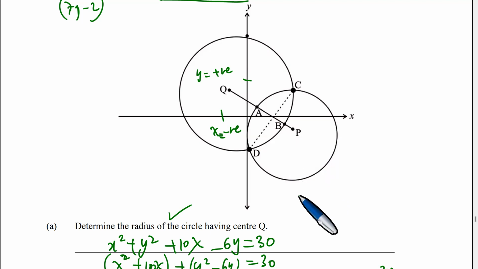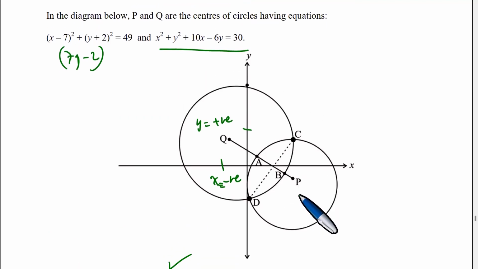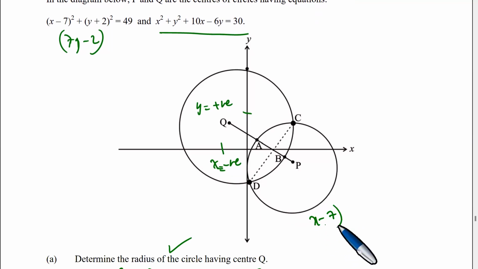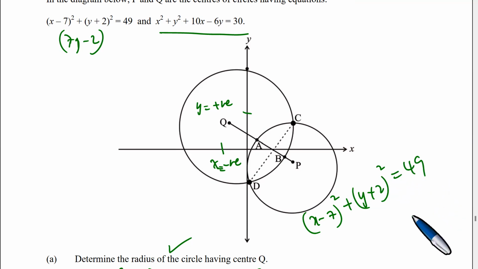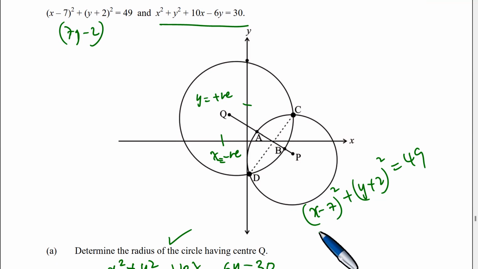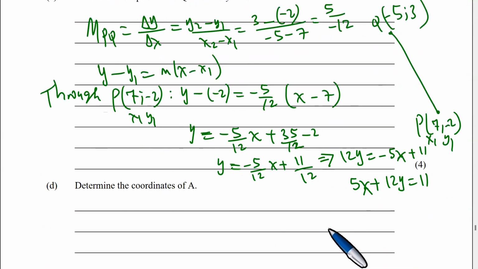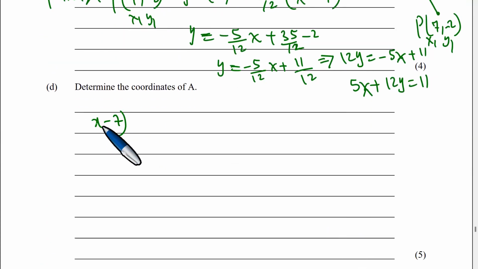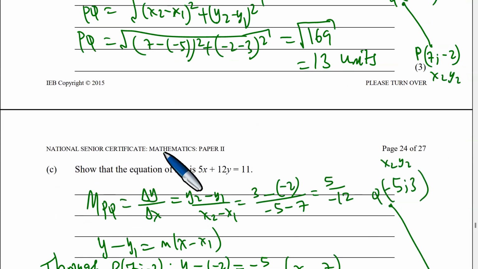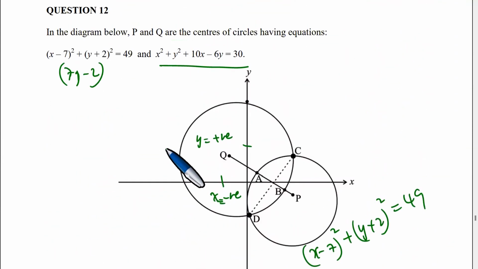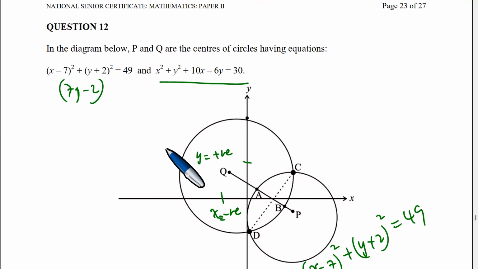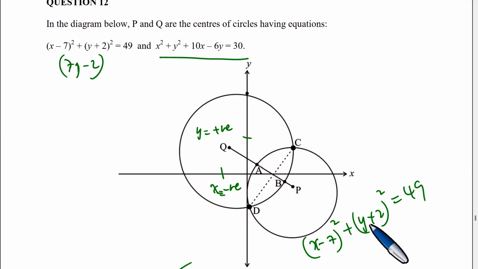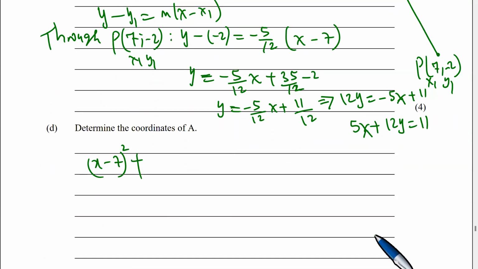The smaller circle has the equation x minus 7 squared plus y plus 2 all squared equals 49.